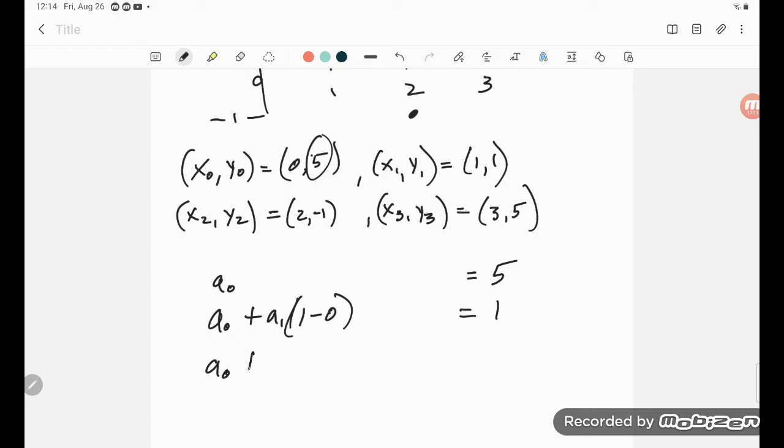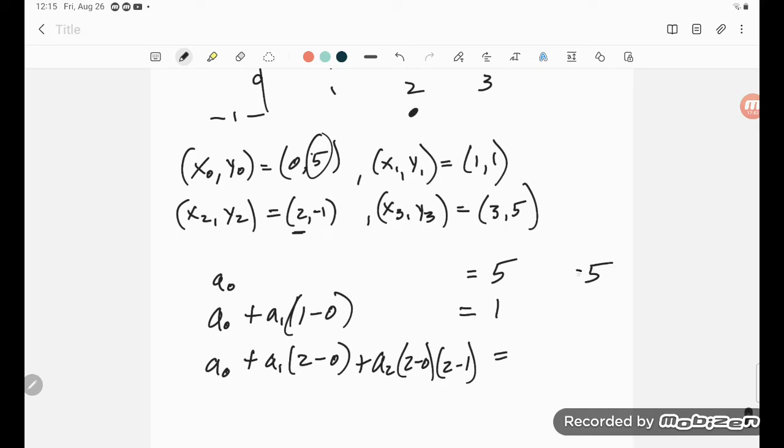And then we had a0 plus a1, and now we need x2, so that's 2 minus x0, plus a2, 2 minus 0, and 2 minus 1 because of x1, and that equals -1. But I need more room, so we'll go 5, 1, -1. Do a little erasing.